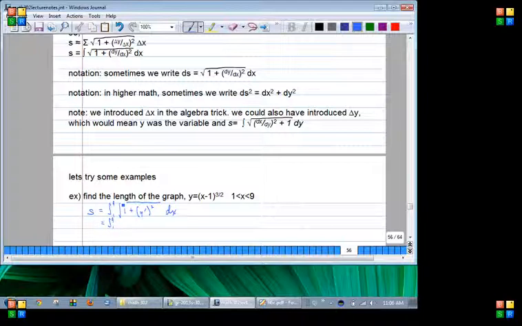So what is y prime? Let's do that on the side. Y prime equals what? 3 halves (x minus 1) to the 1 half, times the chain rule, but the derivative of the inside is 1, so it's no problem.